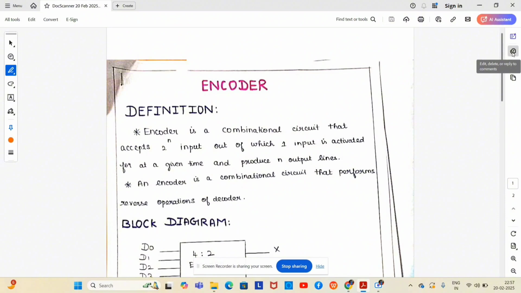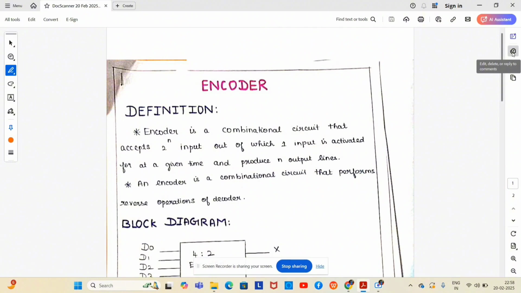So encoder is a combinational circuit that accepts 2 power n input lines, out of which one input is activated at a given time, and it produces n output lines. So that means encoder converts numbers or letters or characters or symbols into coded format. In other words, encoder converts human friendly information into a coded format for processing using machines.